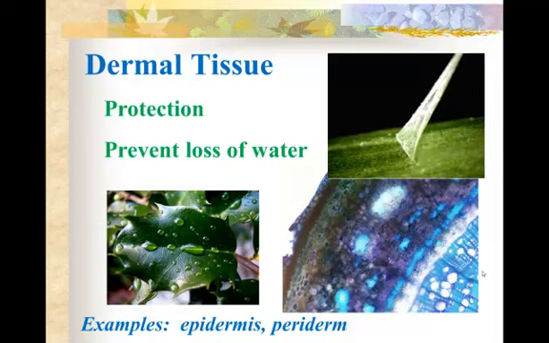The periderm is when a stem starts changing into wood. And the very outer, just under it would actually be the area becoming the bark. So that's the periderm.